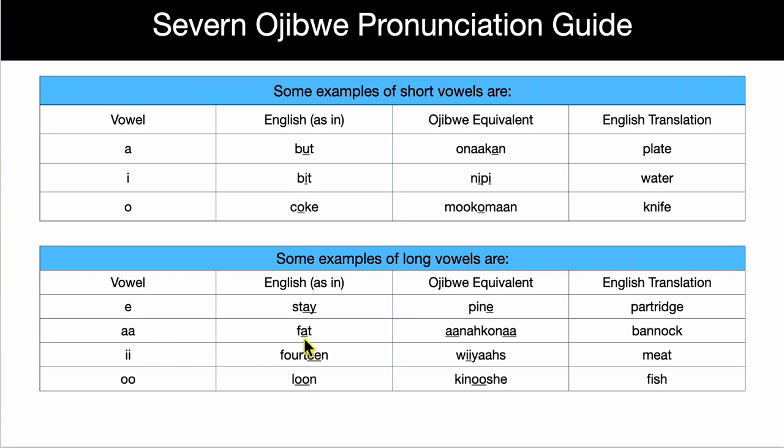Double A, as in fat. In Ojibwe, anakona, that's a bannock. Biswe anakona is a bread. For double I, we yas, that's a meat. For double O, loon is a mang. For Ojibwe, it's a similar sound to that, genoja. Genoja is a fish in my language.